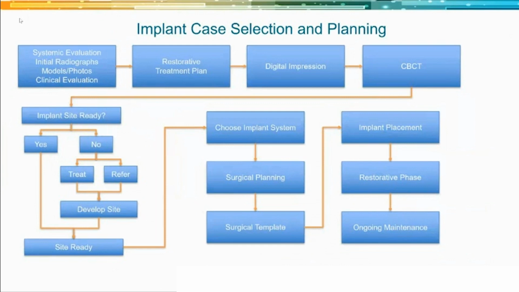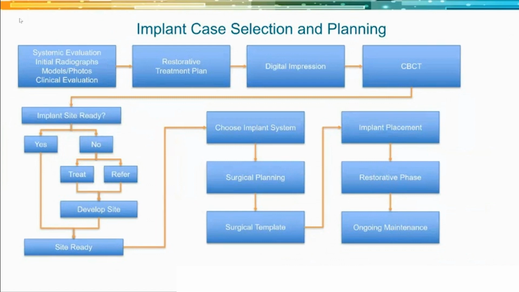But then, is the implant site ready? If it is ready, then we'll move into choosing the implant system. If the site's not ready, do we treat it? Or at this point, do we refer it to one of our specialist partners? In my practice, being a general dentist, we treatment plan and we place a good amount of implants, but we still work with our oral surgery partners as well. But if the site's not ready, if you're going to treat it, you're going to develop the site or the surgeon's going to develop the site. And then once it's ready, we'll choose the implant system.